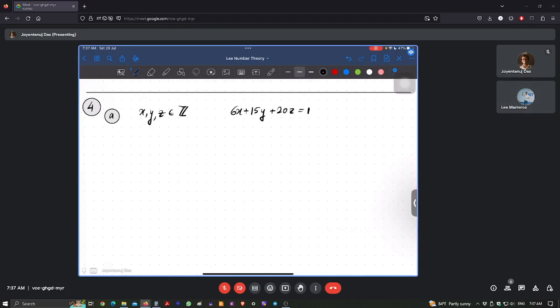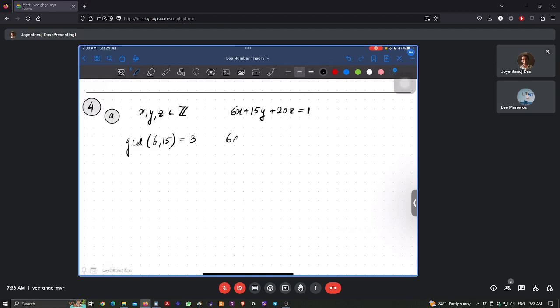Basically, what we are trying to do is solve two at a time and then extend the thing. So let us solve for 6 and 15. What is the GCD? 3. Right. So let us try to find integers such that we have the linear equation.